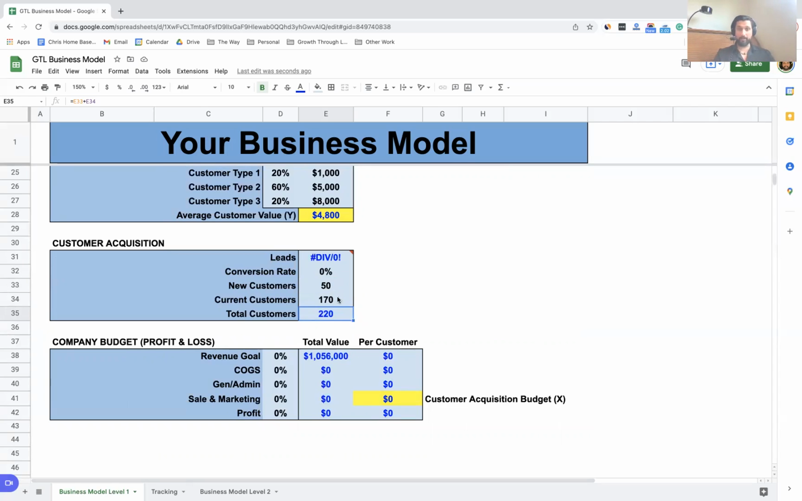Now, if you don't have current customers because you're selling something that's always just one-off, and there's no monthly recurring or repeat customers, then all you would do is put your current customers at 0 and you need all new customers, right, to get to where we want to go. So whether it's new customers or current customers, our total customers need to be 220, because 220 times 4,800 gives us just over $1 million.